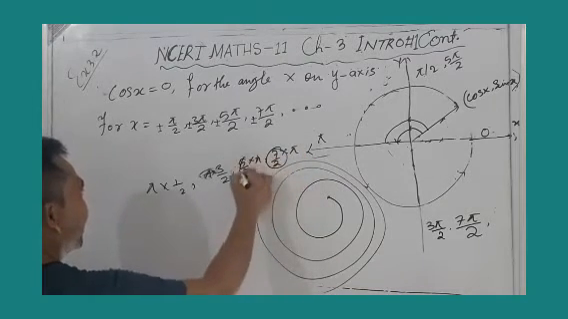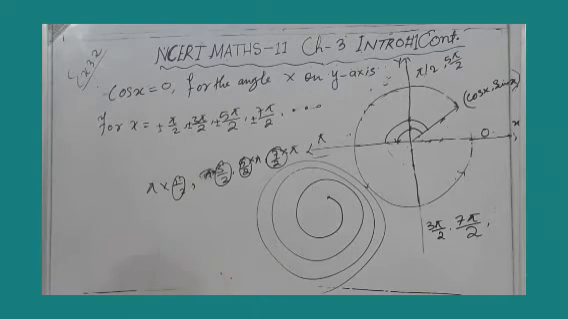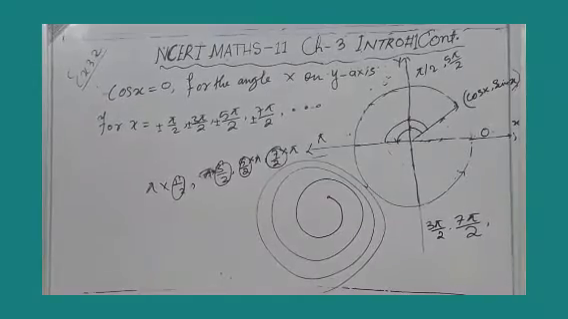Actually, what are these? They are fractions. What kind of fraction? They are odd fractions. Yes or no? So we can say odd multiple. That means cos x equal to 0 for the angle x on the y-axis. So we will get odd multiples.